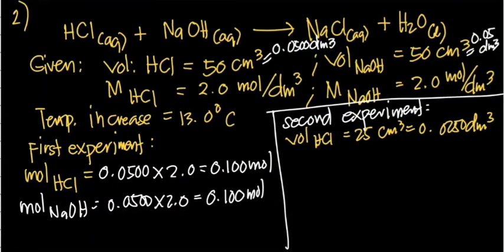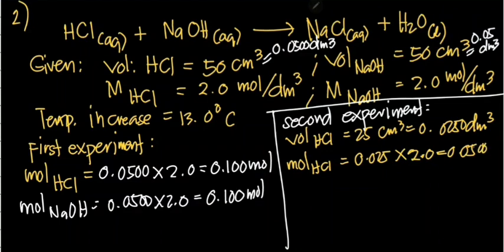Okay, then we get the number of moles of hydrochloric acid, given the new volume but the same concentration. So moles of hydrochloric acid is equal to 0.025 cubic decimeters times the concentration, which is 2.0 mole per cubic decimeter. So this is 0.050 mole hydrochloric acid.